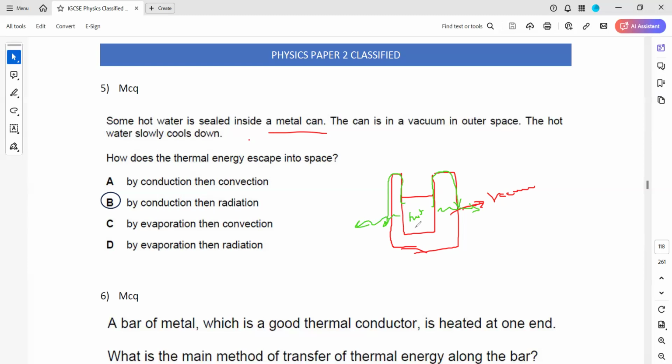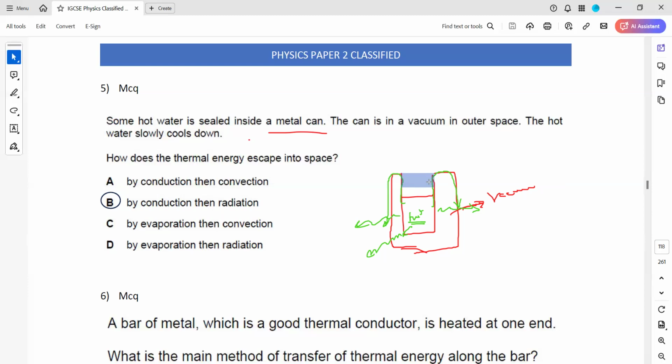So first, even between the hot water and the metal can, it's conduction, and after conduction, it will be radiation. Why is there no convection? Why did we not mention convection? Because convection is a transfer of heat energy within a liquid, a gas or a fluid. It's not about within the liquid, it's about how it loses energy to the surrounding. So it loses energy to the surrounding first by conduction, between the metal and the hot water, and then by radiation, which can travel through vacuum.